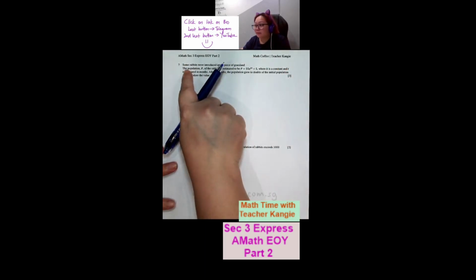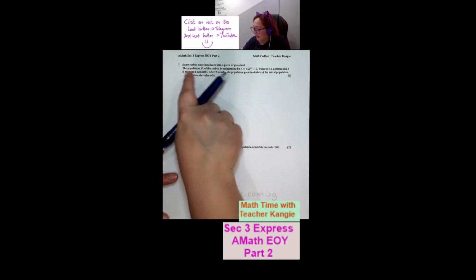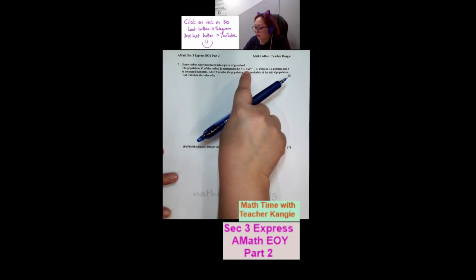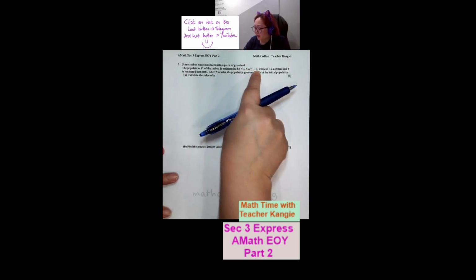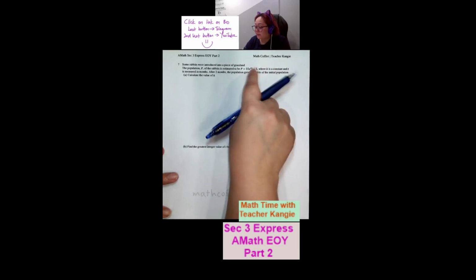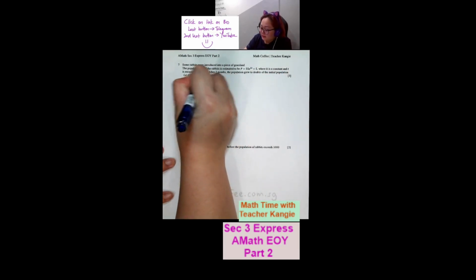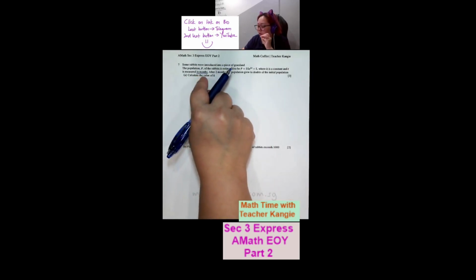Okay, so now let's take a look. Some rabbits were introduced into a piece of grassland. The formula they give us is P equals 55 e to the power of kt plus 5, where k is a constant, meaning k is a fixed number, and t is measured in months. I want you all to always take note of the time they give you: is it in months, in years, or days? It is very important.